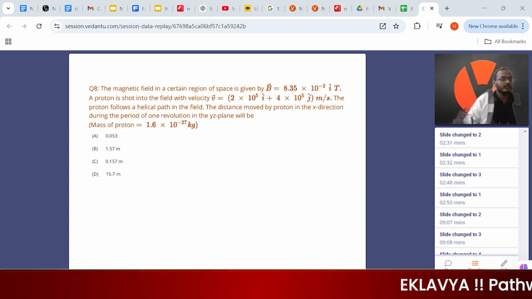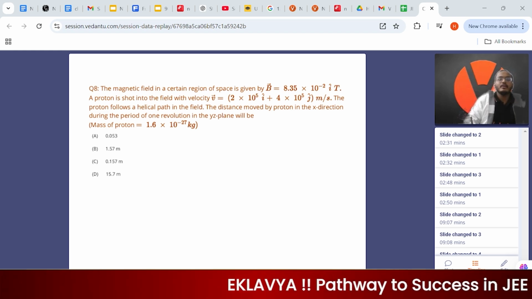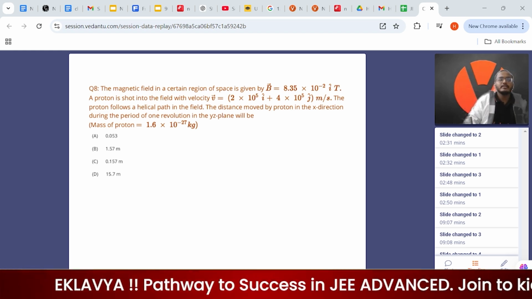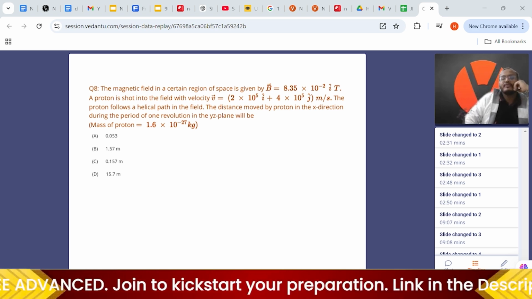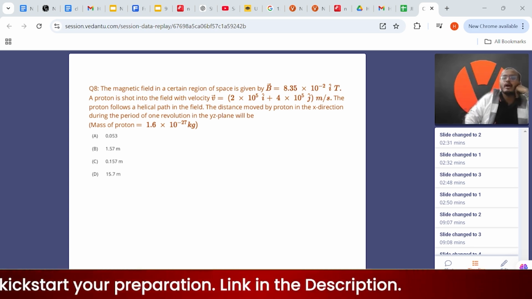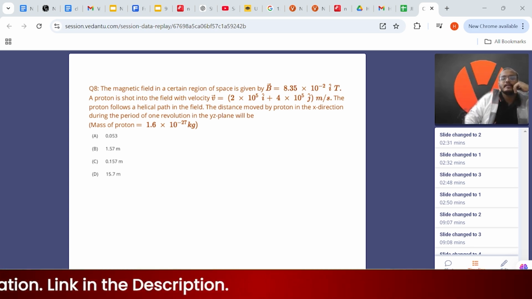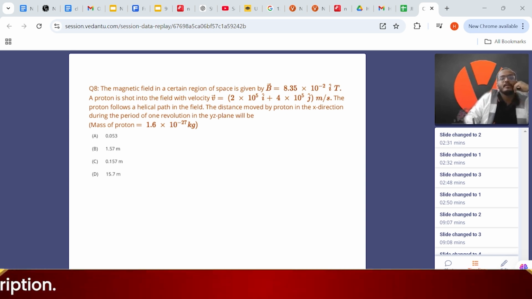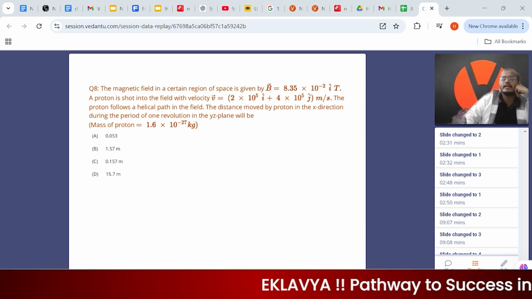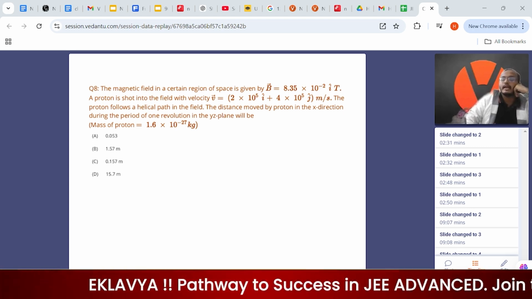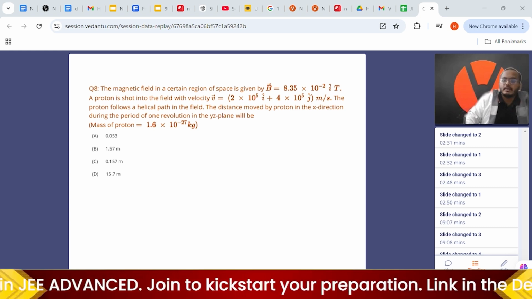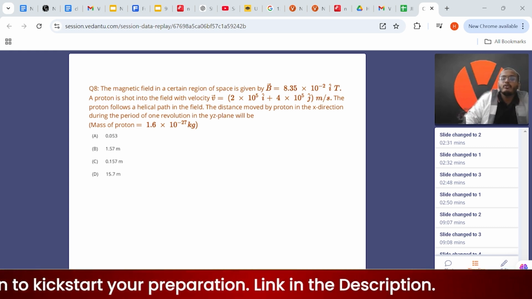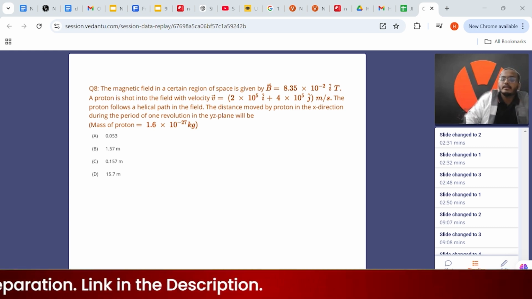Next question. The magnetic field in a certain region of space is given by 8.35 into 10 raised to the power minus 2 i cap, i cap meaning in the x direction, Tesla. Now, a proton is shot in the field with a velocity of 2 into 10 raised to the power 5 i cap plus 4 into 10 raised to the power 5 j cap meter per second. Now, the proton follows a helical path in the field.